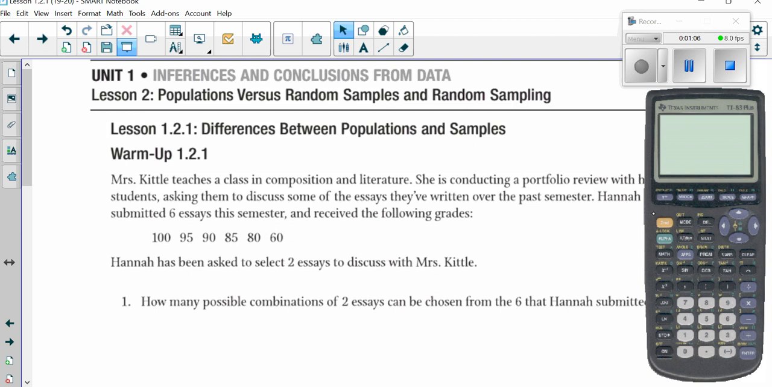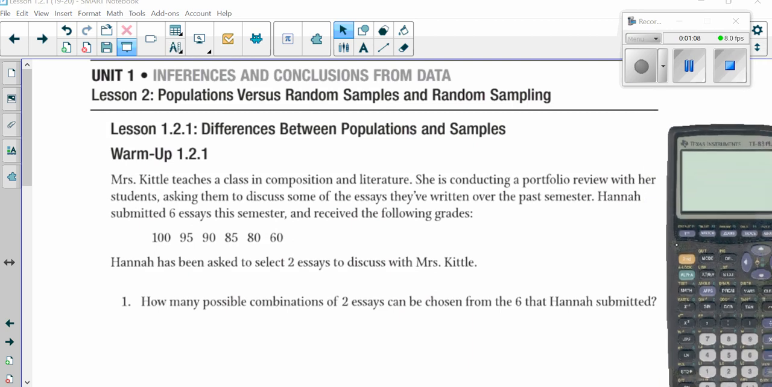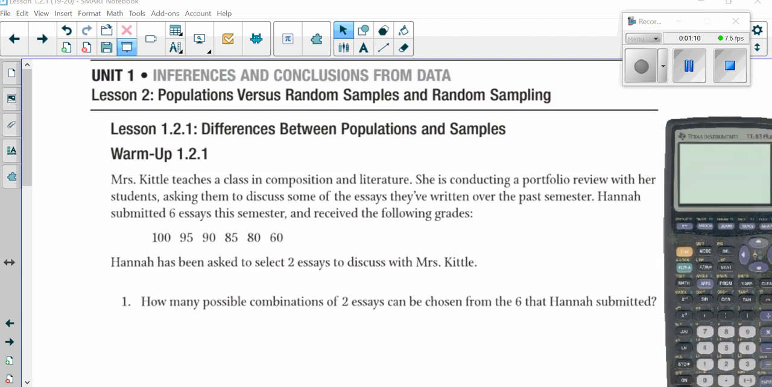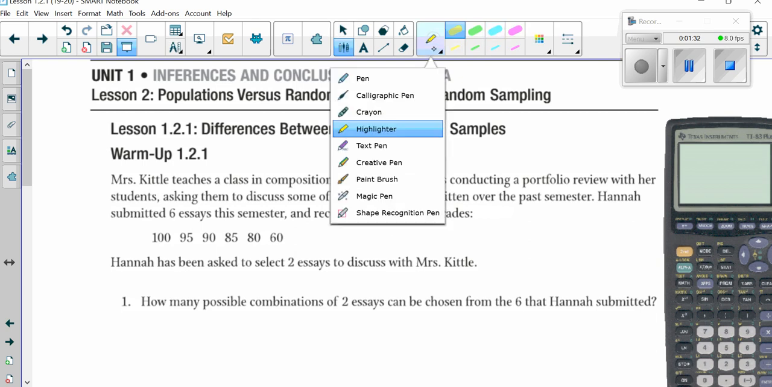Okay. This is the warm-up. And it just kind of starts us with some statistics and calculations since we haven't been doing too much. So let's just read through it. It says Mrs. Kittle teaches a class in composition and literature. She is conducting a portfolio review with her students, asking them to discuss some of the essays they've written over the past semester. Hannah submitted six essays this semester and received the following grades.